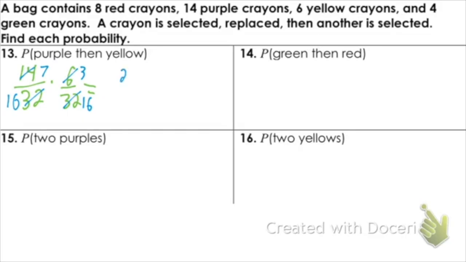7 times 3 is 21. 16 times 16, you could use your calculator, but it's 256. So what are the odds you get a purple, then a yellow? 21 out of 256. Is that pretty good odds? Not at all. Not at all.